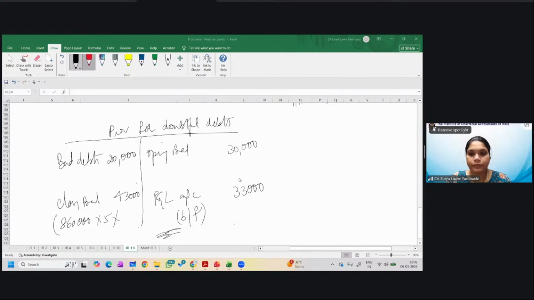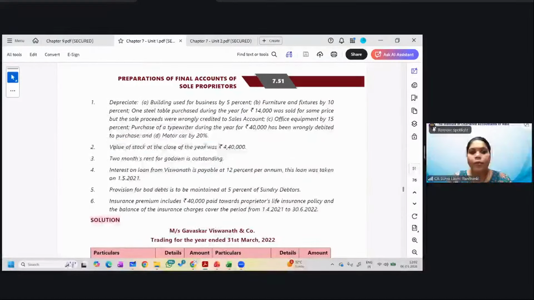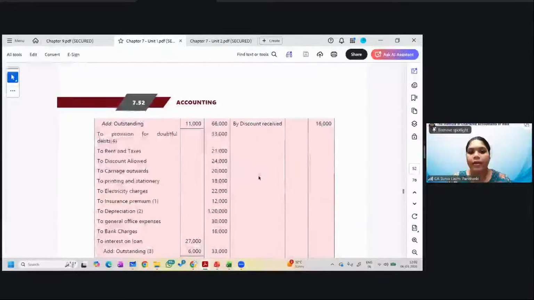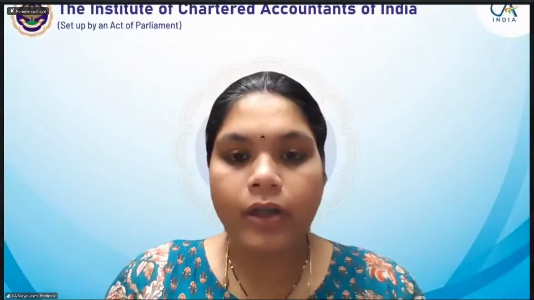Fine. Okay, most of you got 33,000, right? The rest of the question is almost the same. They gave you closing stock, some outstanding expenses, then they gave you the depreciation and all other expenses, and then a few drawings-related information. You just have to prepare trading P&L and balance sheet. That I think you can try. Okay, try this question as homework.